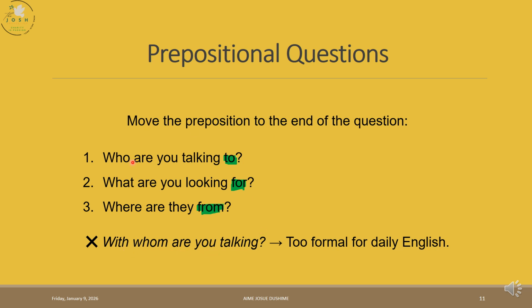Look, when we say who are you talking to and with whom are you talking, they are the same. But the second strategy, putting the preposition at the start, is way more formal. It is not modern. In modern English, we like to put it last. Simply we put it at the end. We say, who are you talking to?